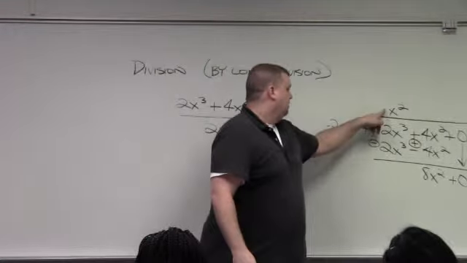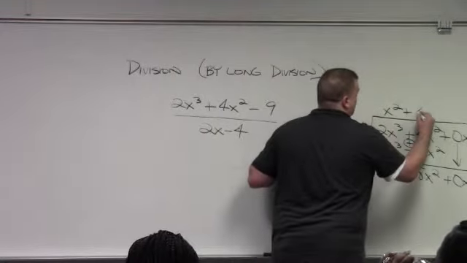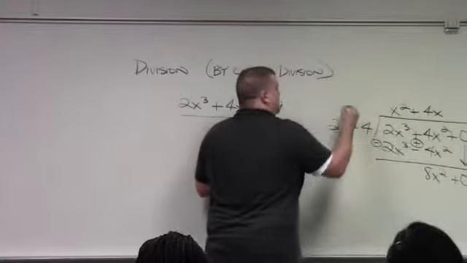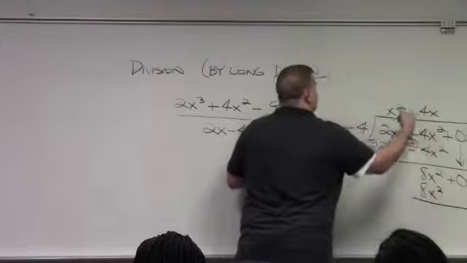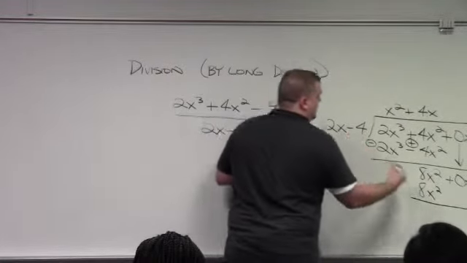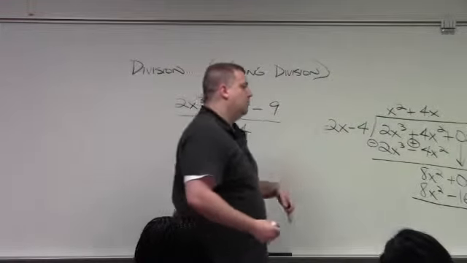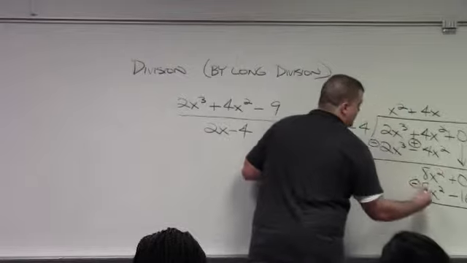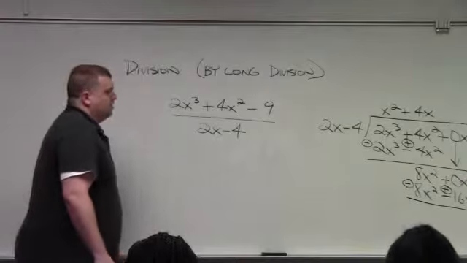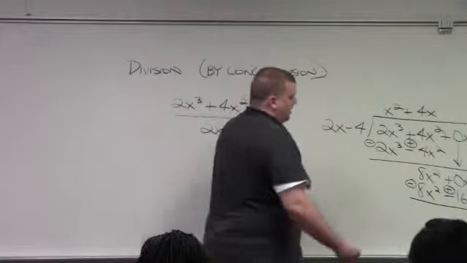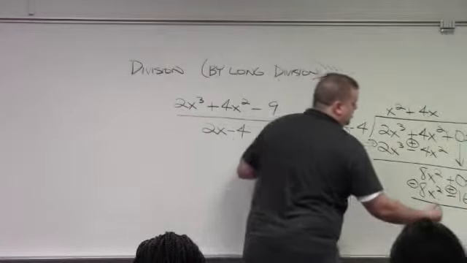What times 2x gives me 8x squared? 4x. 4x times 2x is 8x squared. 4x times negative 4 is negative 16x. And I'm subtracting, so I have to do what with my signs? Change them. I'm just putting a circle around those, knowing that those are the signs that I'm using. So my first piece cancels out like it should. 0x plus 16x is 16x.